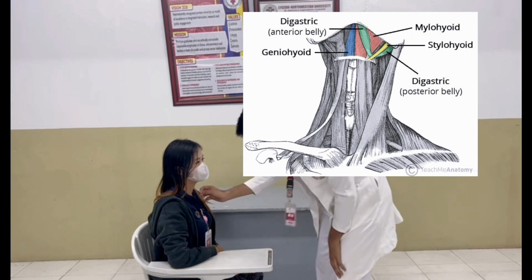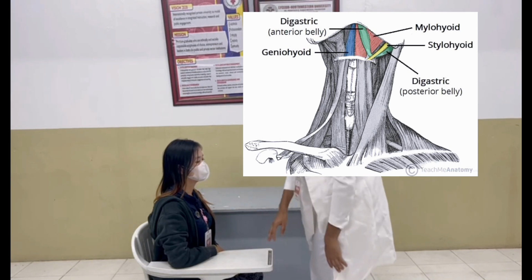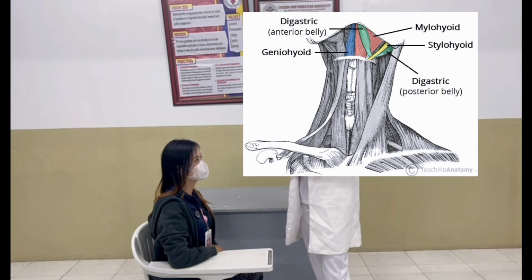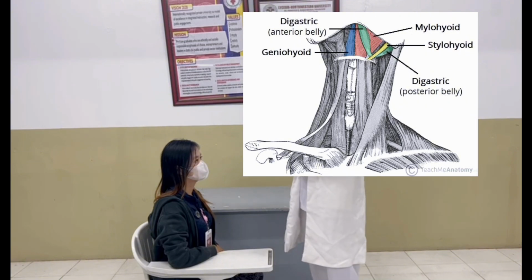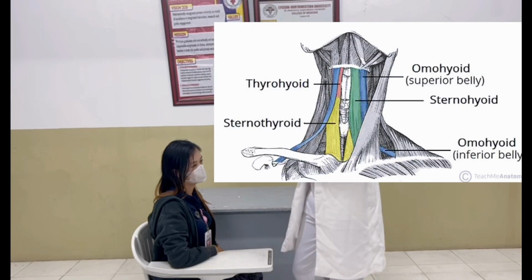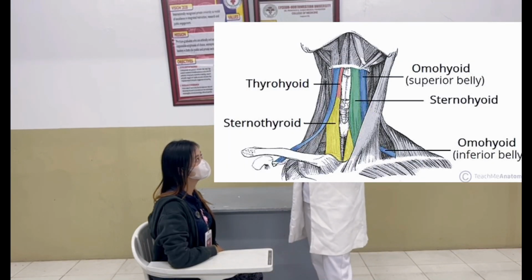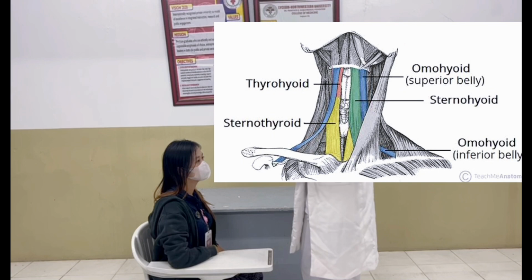It's a group of muscles for the suprahyoid. It includes mylohyoid, digastric, anterior and posterior bellies, and also stylohyoid and geniohyoid. The infrahyoid muscles are also a group of 4 muscles.